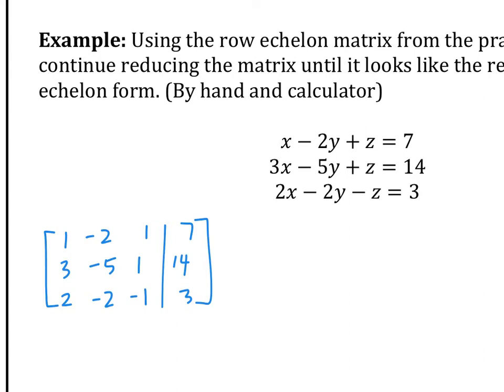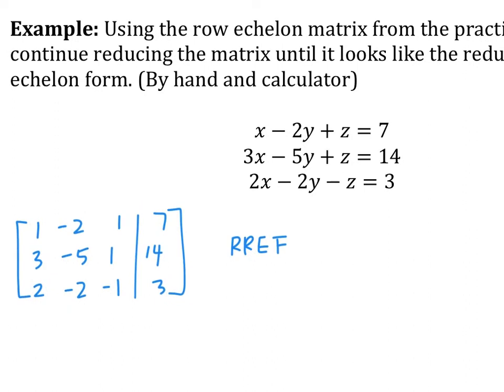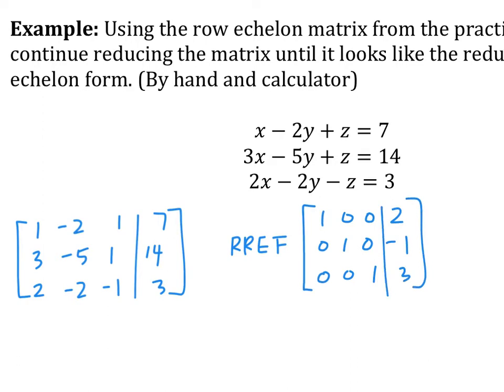So this time you're going to go to RREF instead of REF. Okay, once you do RREF, you should get 1, 0, 0, 2; 0, 1, 0, negative 1; 0, 0, 1, 3. Yes? No? You got this, right? Okay, so then X is 2, Y is negative 1, and Z is 3.